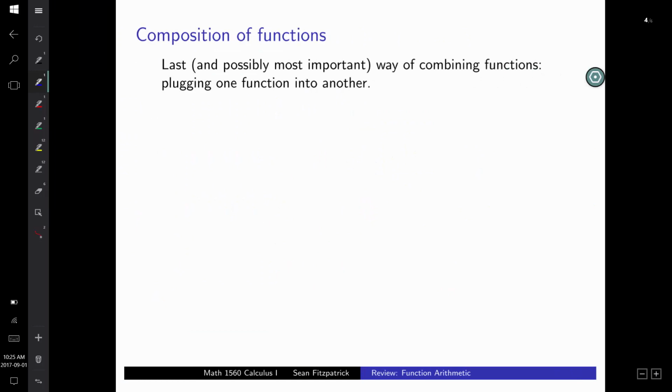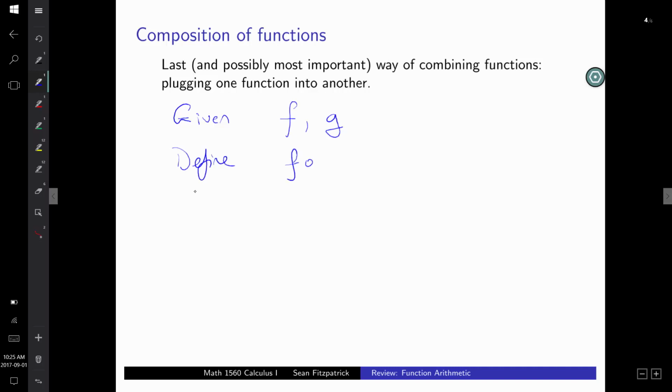The other way that you can combine functions is composition. And composition is the one that takes a little bit of getting used to. This is when you are plugging one function into another. So somebody gives you functions f and g, and you can define.